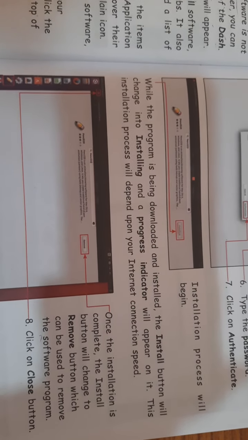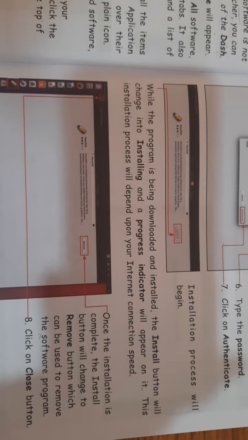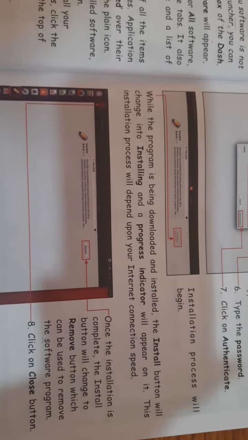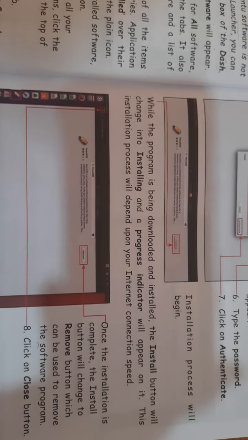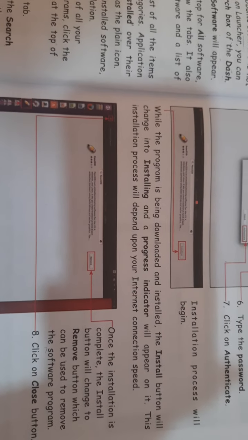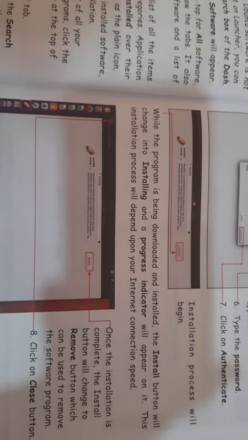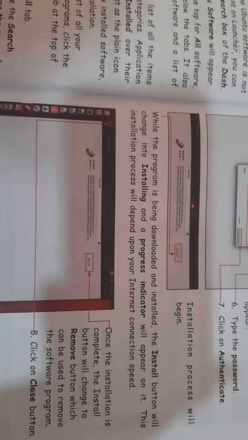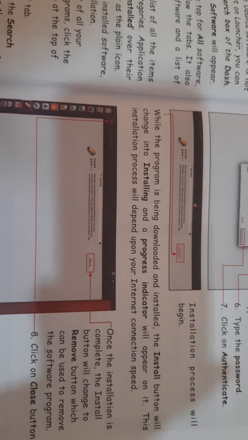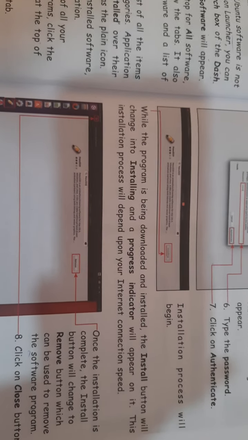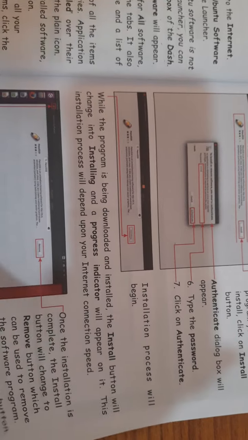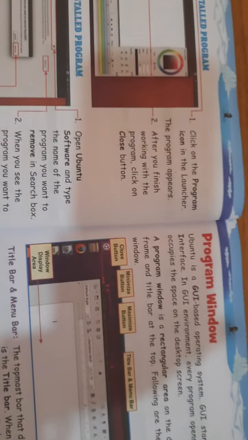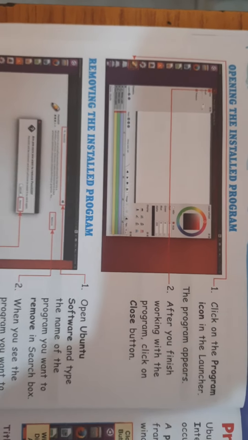Suppose you have installed a program but you realize that you don't want to install it. This is not the program which you want to install, so you can remove it, because instead of install you have the remove button. When you click on the remove button it will get removed. After the process you can click on the close button, the cross button on the screen that you click after completing your work, right? Now come to page number 34.